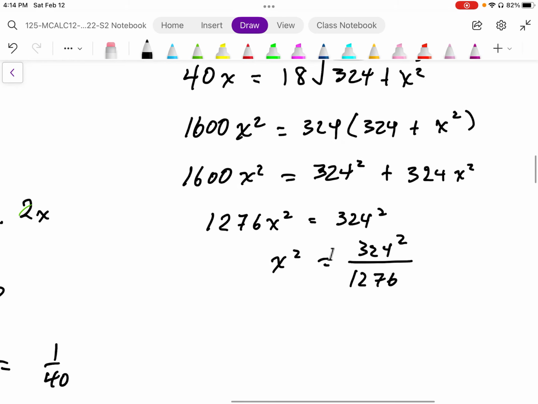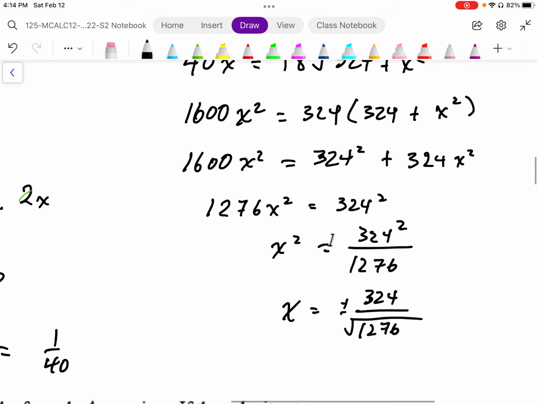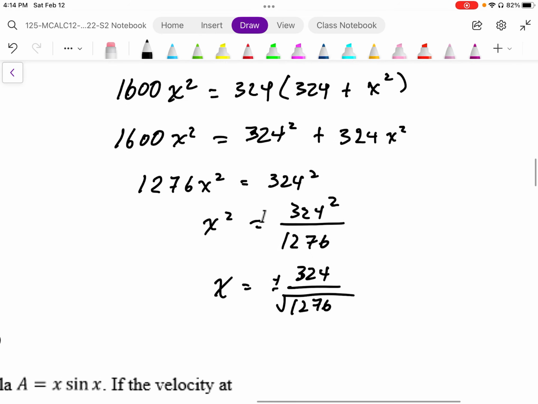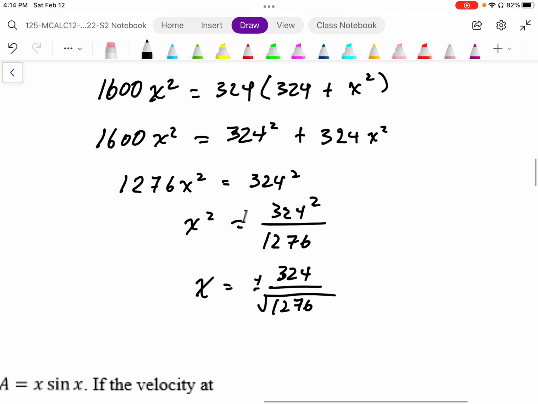1276, and then x is equal to plus or minus the square root of that, so the square root of 324 squared over the square root of 1276. Okay, so we can work out that decimal value if you like, but we can also simplify this. If we divide the perfect squares in there, we're going to end up with, oh, what is that going to be? Okay, so I think we'll just work that out as a decimal value.